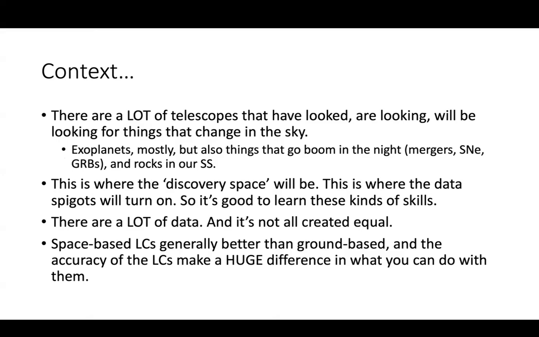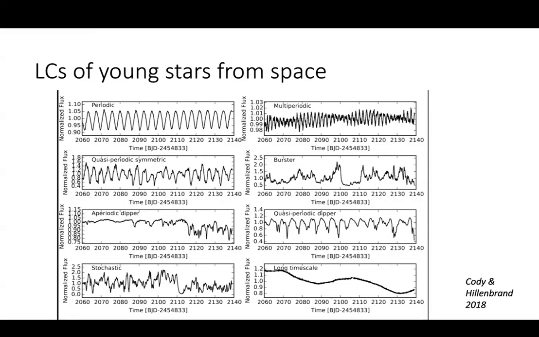There are a lot of data. It's not all created equal. There are different strengths and weaknesses of all of these data sets. The space-based light curves are generally more precise than ground-based, but sometimes the ground-based data are better depending on what you're trying to do. And the accuracy of the light curves makes a huge difference in what you can do with them. Here's a zoo of light curves of the kinds that you can get from space.